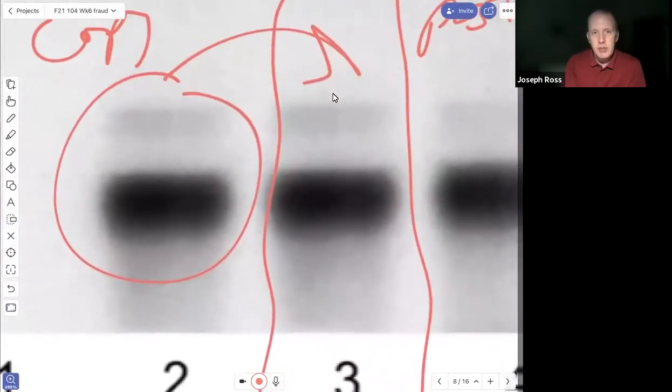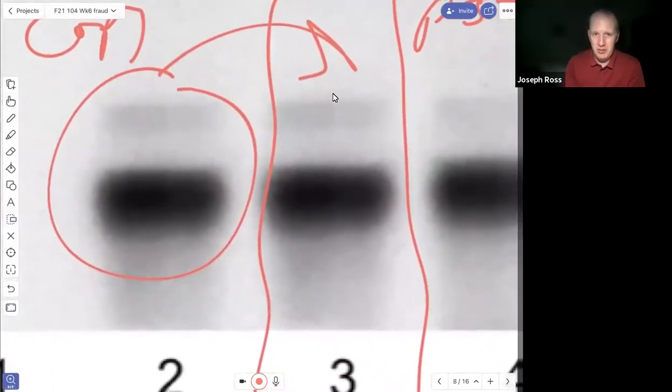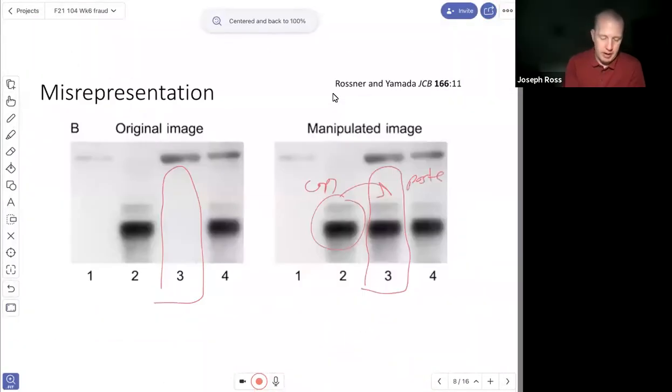you see very similar pixel patterns between those two bands. And that's how they got caught, is that not just that those bands are the same molecular weight, but that this is actually a copy and paste. You cannot do that. That's inventing data. That's fraud. That will get you into serious trouble.